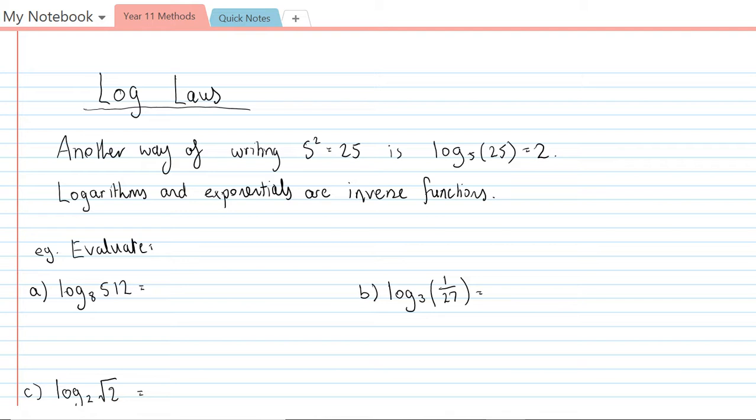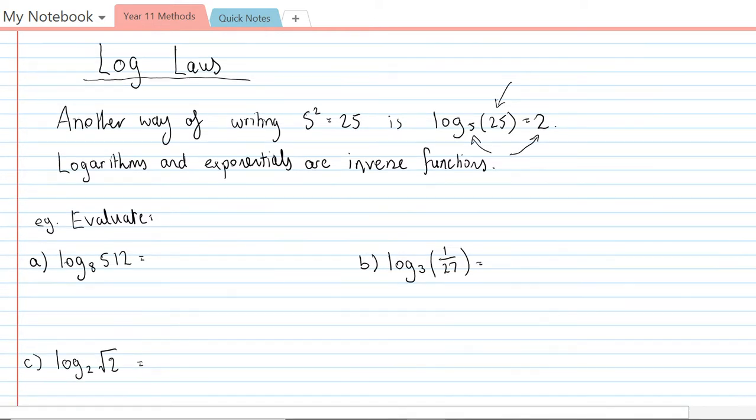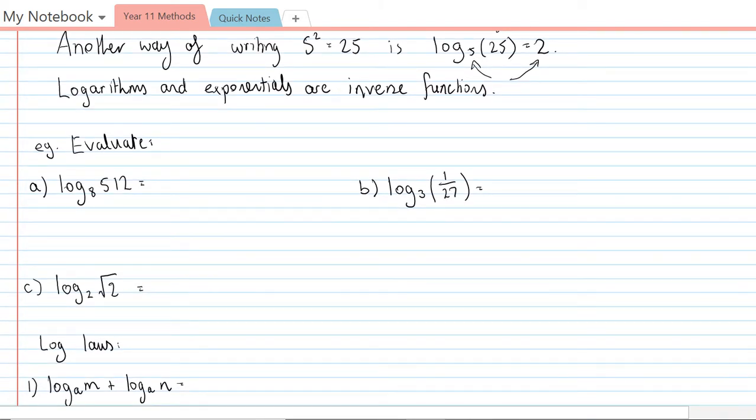So another way of writing 5 to the power of 2 equals 25 is log base 5 of 25 equals 2. So what we're really saying is that this number here to this power here equals this number. Logarithms and exponentials are inverse functions, so they're kind of like opposite operations. They will undo each other, which is really nice when it comes to solving equations. So let's look at how we can use these to evaluate some problems, okay?